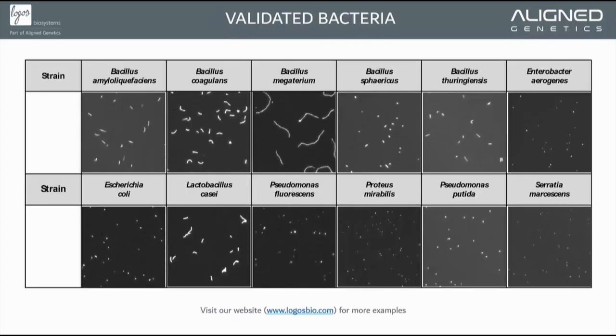So a good number of bacteria have been validated. Here are some examples. More data can also be found on our website. Of course, we didn't have the chance to test all 30,000 bacteria strains which have been characterized over time, but our solution is flexible enough to work with gram-positive and gram-negative cells as well as VBNC states.